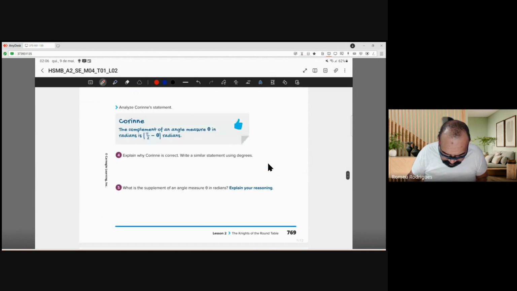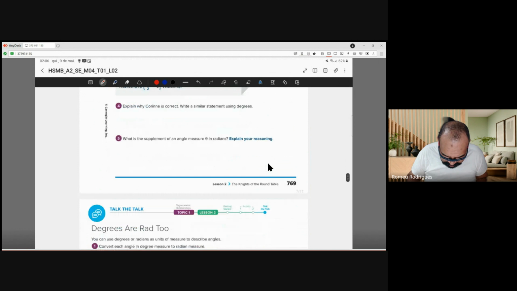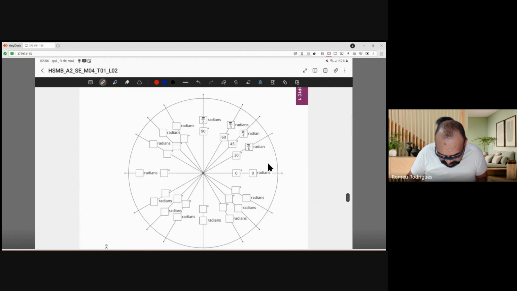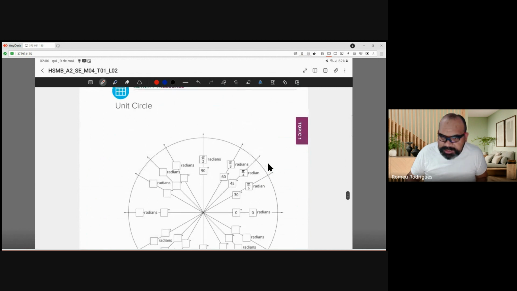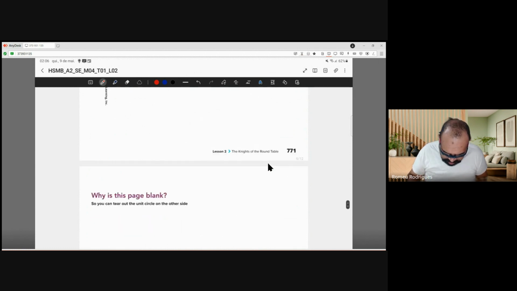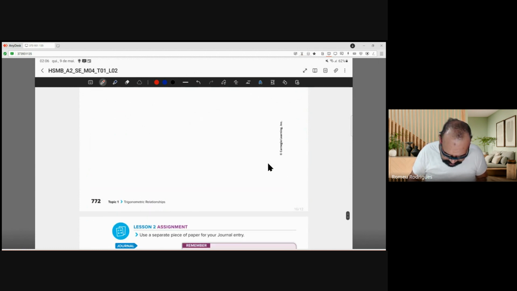Okay, I have one word problem here about Corinne. She's talking about this. And the last thing here is the unit circle. I think one of the most important things ever for this lesson here. I want you to try to convert and write this unit circle as degrees and radians. Okay? If you're stuck on that, no worries, we can refresh this in classroom later. And that's it. We finished this.